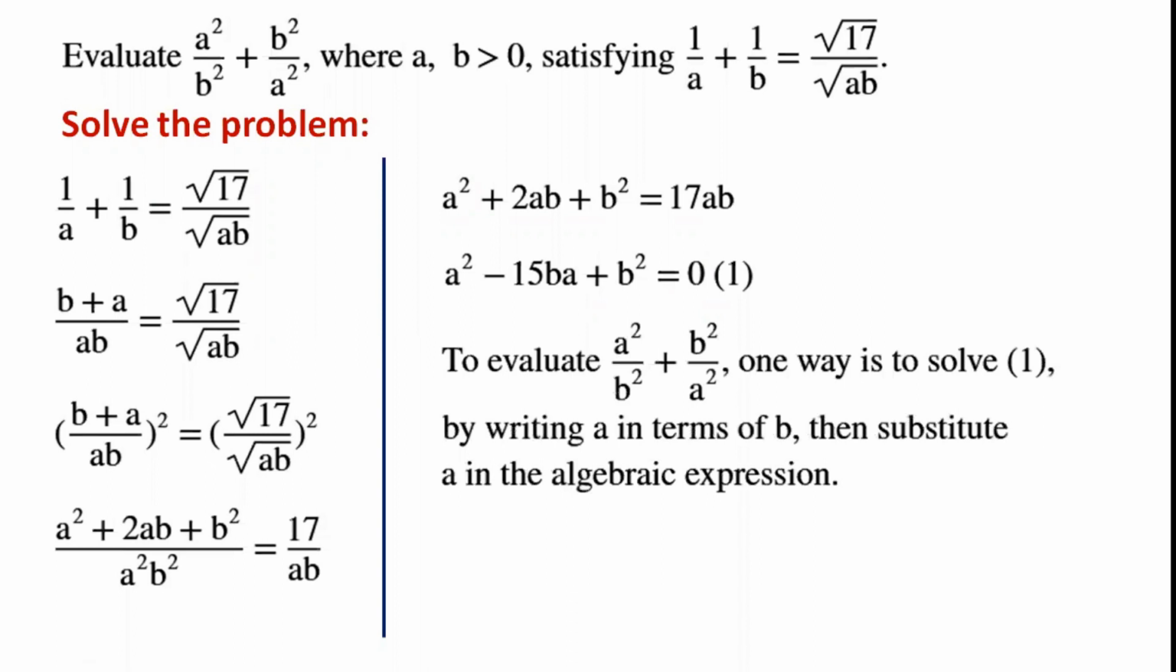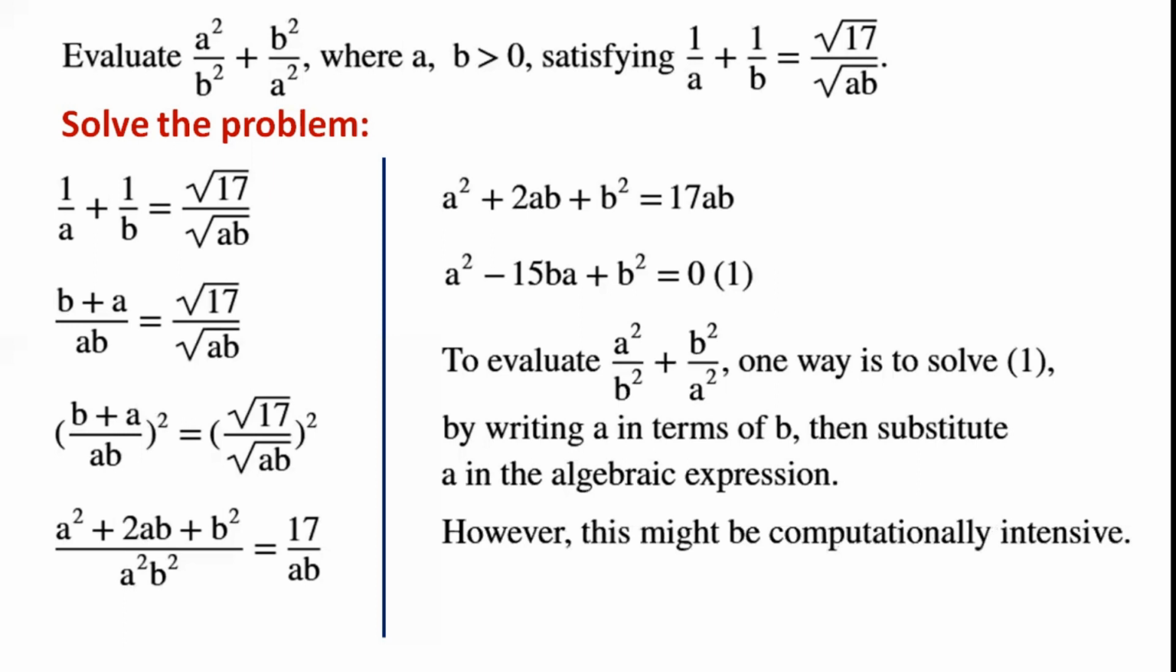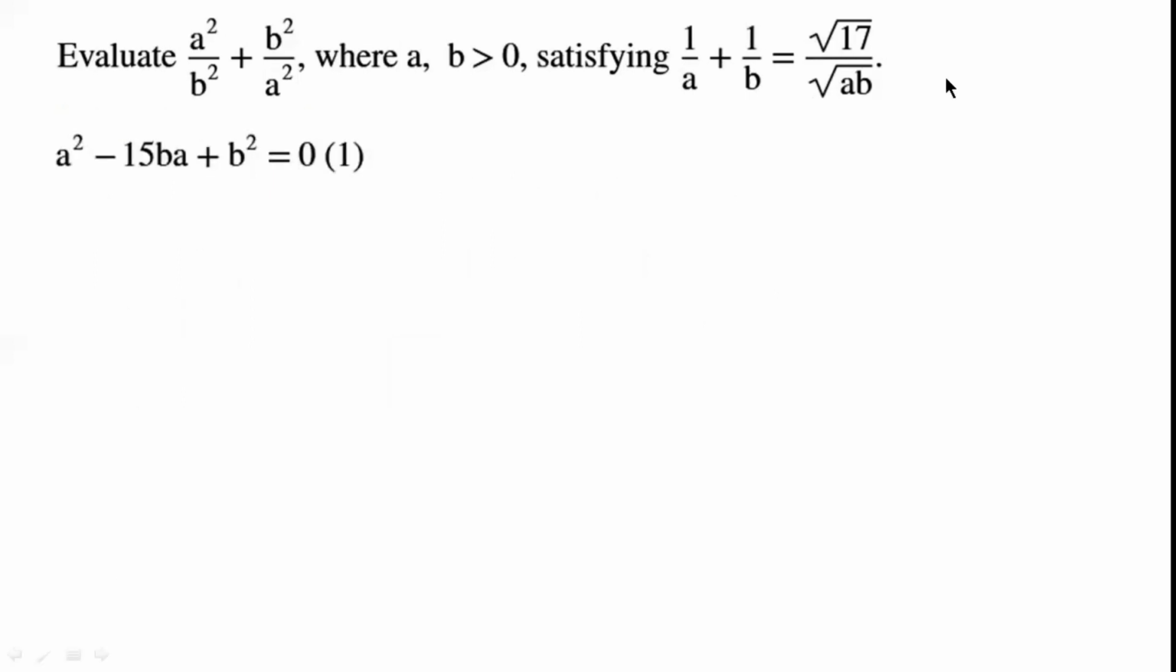To evaluate a squared over b squared plus b squared over a squared, one approach is to solve equation 1 by writing a in terms of b, then substitute a in the algebraic expression. However, this might be computationally intensive. We have now simplified the given equation. Now we'll simplify the given algebraic expression.